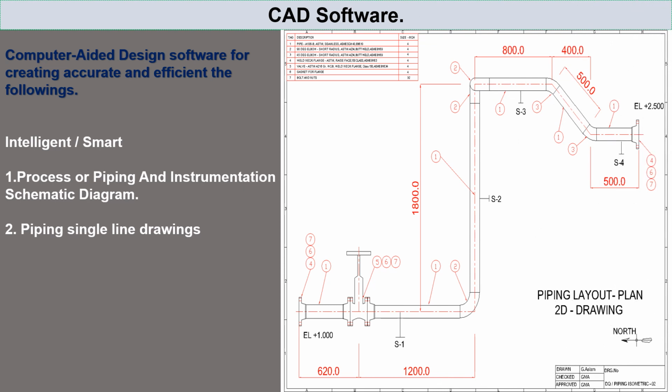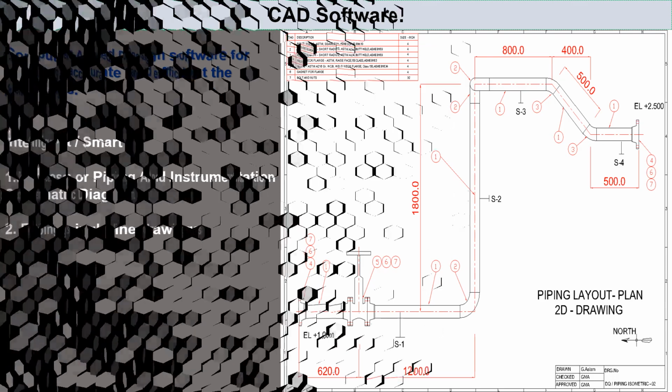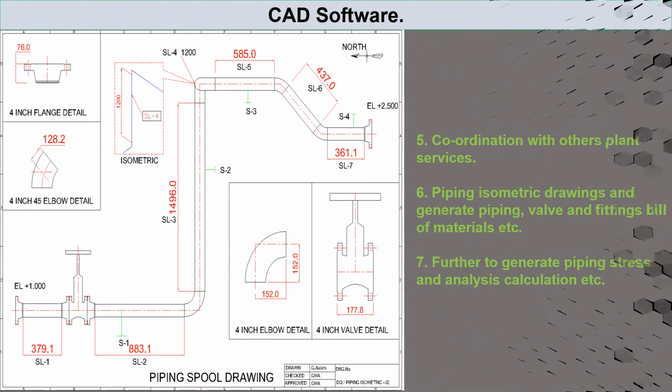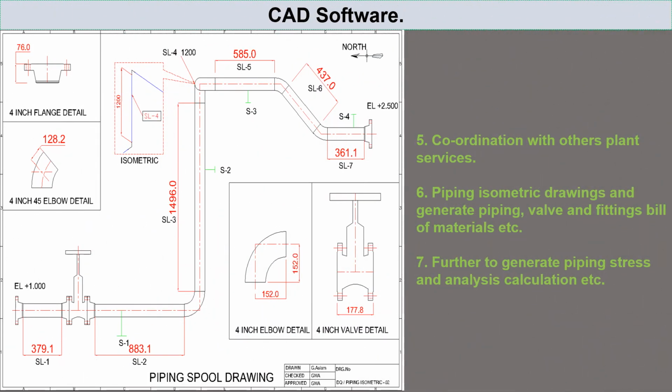CAD software, computer-aided design software, for creating accurate and efficient the following: 1. Intelligent smart piping and instrumentation schematic diagram. 2. Piping single-line drawings. 3. Piping two-dimensional drawings. 4. Piping three-dimensional drawings. 5. Coordination with other plant services. 6. Piping isometric drawings, and generate piping, valve and fittings bill of materials, etc. 7. Further to generate piping stress and analysis calculation, etc.